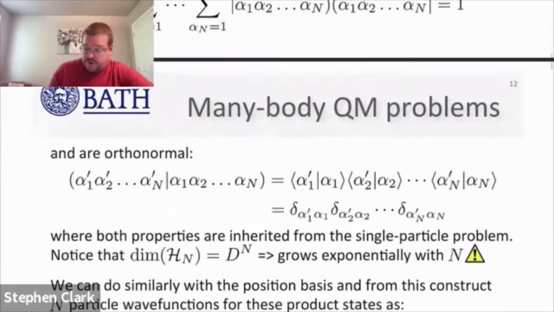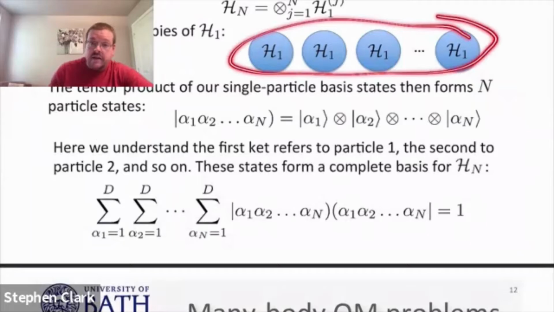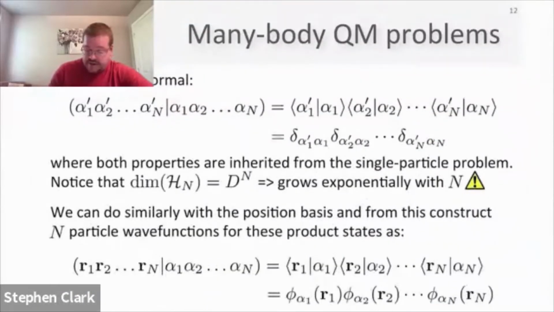So what's the dimension of this massive space here? Well, it's whatever the dimension of the single particle space was to the power of n. So it grows exponentially with the number of particles. And this is a clear indication of the many body problem.